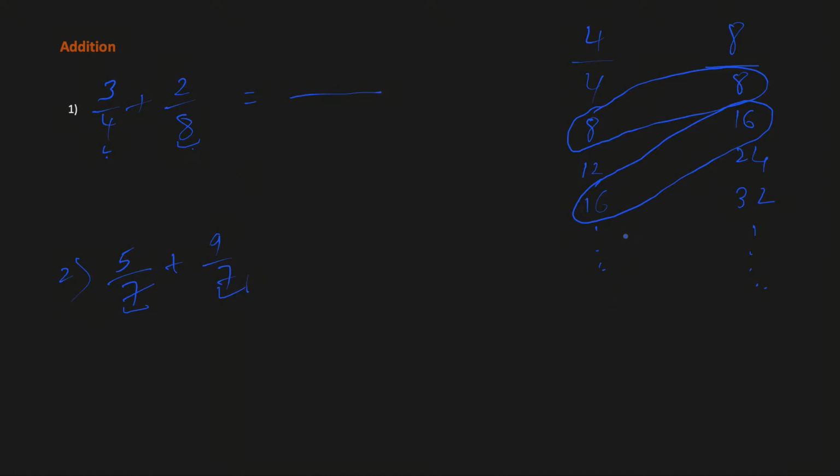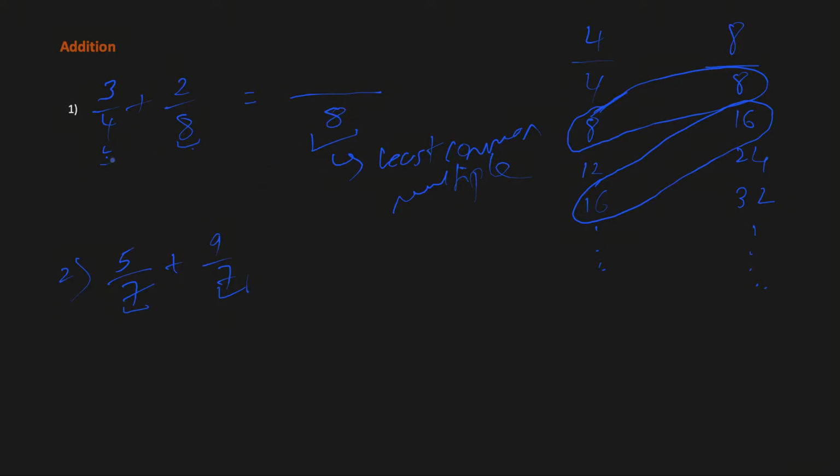There are others too. But if we find multiple numbers, always pick the smallest one. So in this case, it's 8. And this 8 is also called the least common multiple. So the first step is to find a number that is present in 4's table and also in 8's table, and we found out that it is 8.